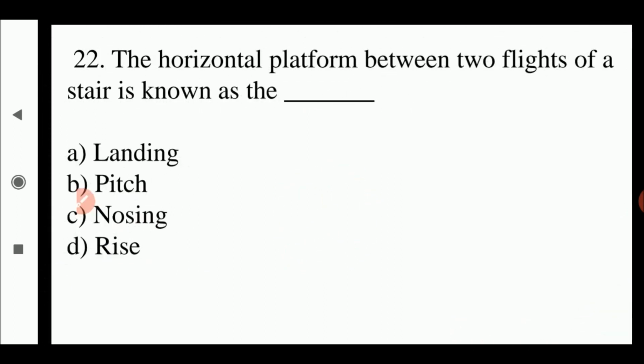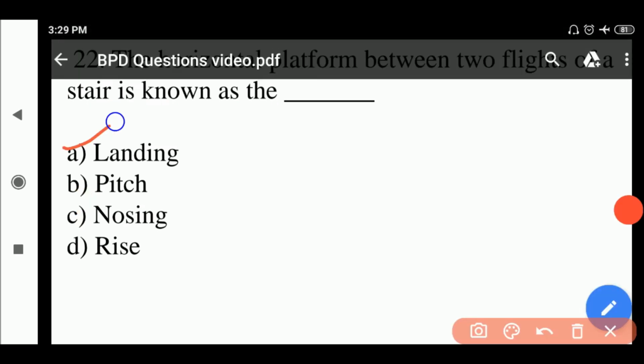And the last question, the horizontal platform between two flights of a stair is known as: option 1 landing, second pitch, third nosing, and fourth one rise. So the landing is the correct answer, that is option A.